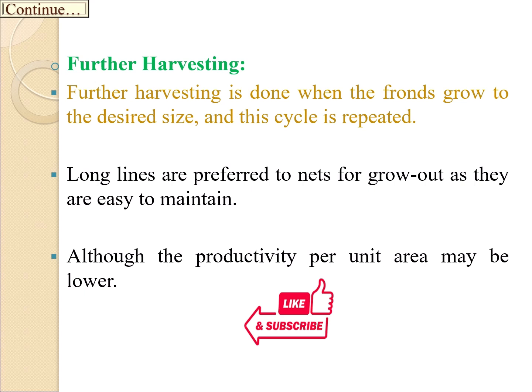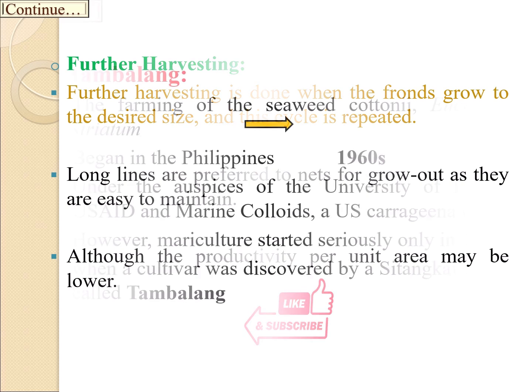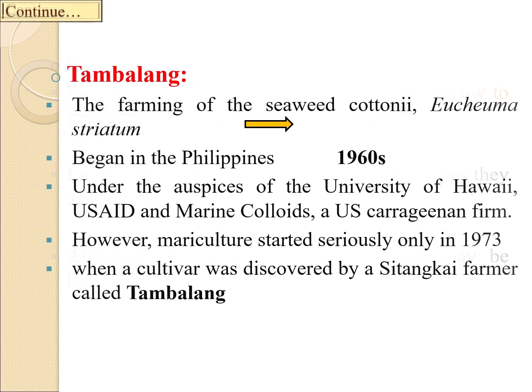The farming of the seaweed cottonii, Eucheuma striatum, began in the Philippines in the 1960s under the auspices of the University of Hawaii and Marine Colloids, a U.S. carrageenan firm. However, mariculture started seriously only in 1973, when a cultivar was discovered by a farmer called Tambalang.